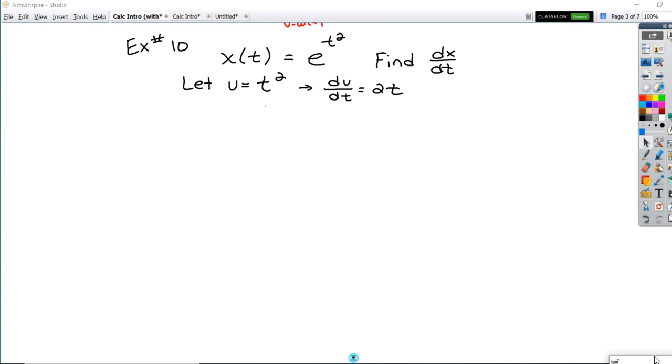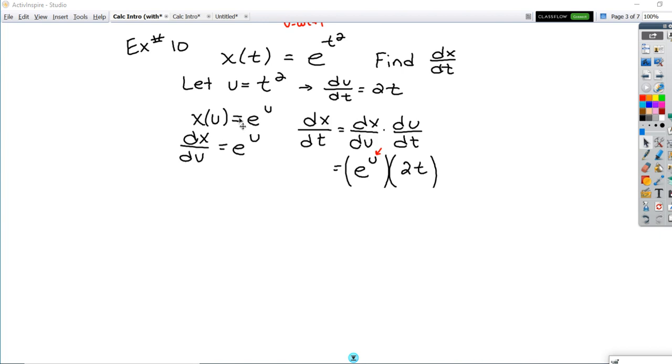So we let u equal t squared, so du by dt, we use the power rule, is 2t. My favorite derivative, once we make the u sub, the derivative of our x with respect to u is the same thing as x to the u, which here is e to the u. We multiply these two derivatives together, but we plug back in what u was before. So we get that the derivative is 2t e to the t squared.